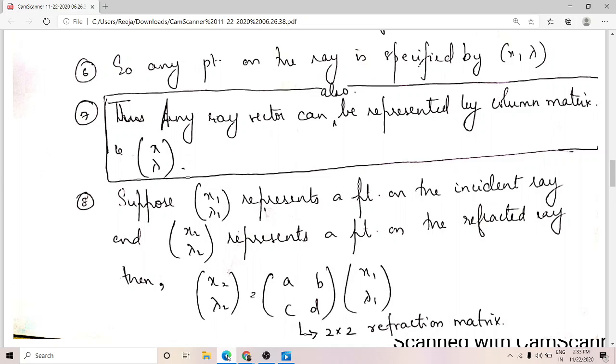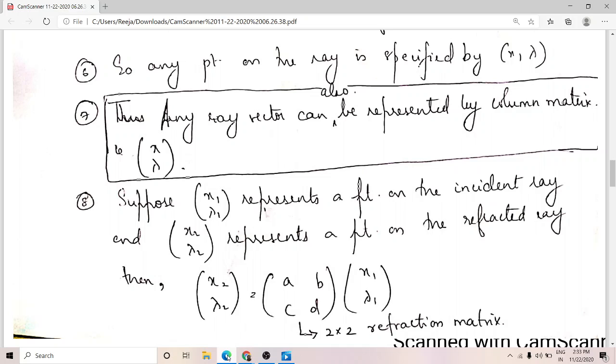x2 lambda 2 is obtained when the refraction matrix operates on your incident ray. That is the column matrix x1 lambda 1. If matrix A, small b, small c, small d represents your refraction matrix, then how do you get your final refracted ray represented by x2 lambda 2? The refraction matrix, which is an operator, must act on your incident ray, which is represented by the column matrix x1 lambda 1.